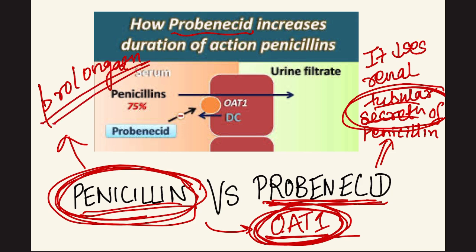So this is basically the rationale for combining probenecid with penicillin, because both of them are being excreted by the same transporter, that is organic anion transporter 1 into the renal tubules, and since there is a competition, as a result, now the penicillin will not be excreted, and this will lead to increased presence of penicillin in the body for a longer duration of time, leading to prolongation of duration of action of the penicillin.